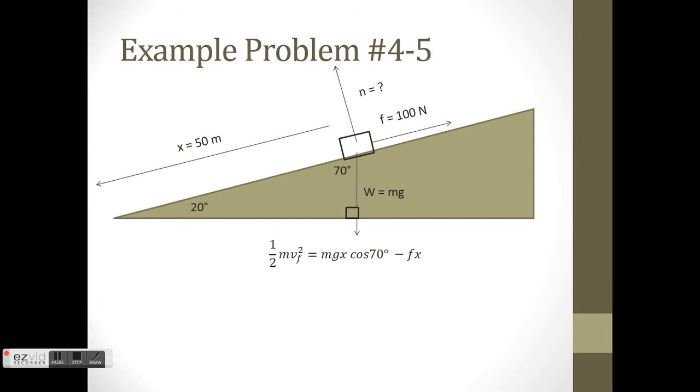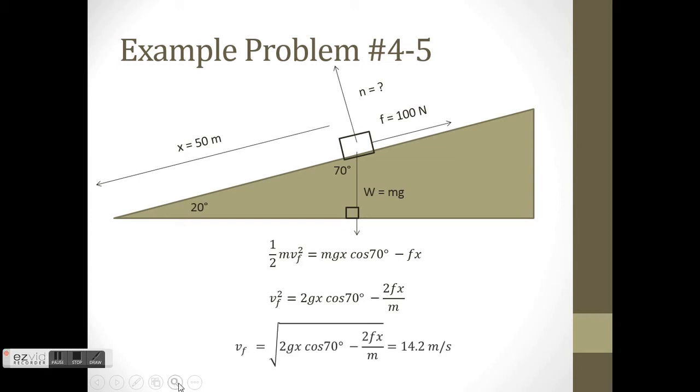So let's do some algebra to solve that. Looks like I multiply everything by 2 and divide everything by m, so the m cancels out here. Here we get 2 divided by m, and then I take the square root of everything. And so if I plug in my numbers, the skier's speed is now 14.2 meters per second, which is less than what it was before.